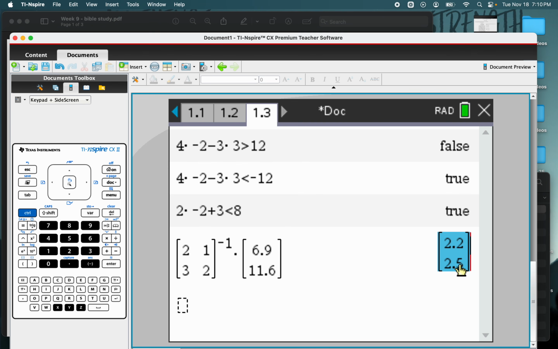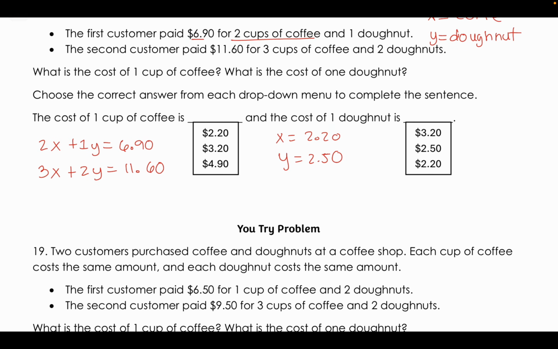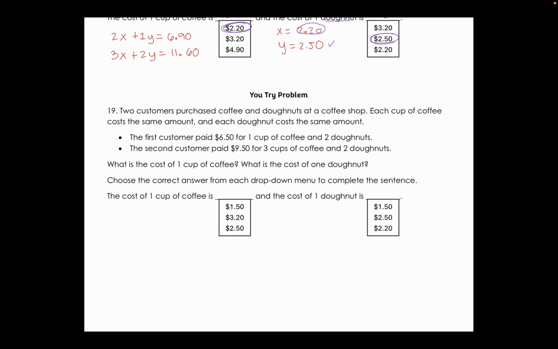So let's look at this. We wrote the notes. Coffee is your X and your X is 2.20, so make sure that you select the 2.20 for this one. Now donut is your Y and Y is 2.50, so make sure that you select the 2.50. You have to be careful here and select the correct numbers. So go ahead and give it a try with this one over here. It looks similar. I just changed some of the numbers. Good luck.